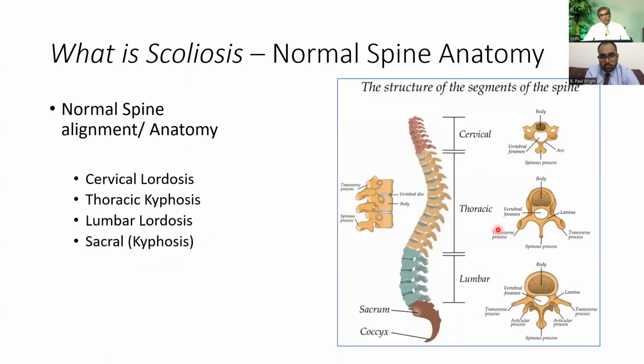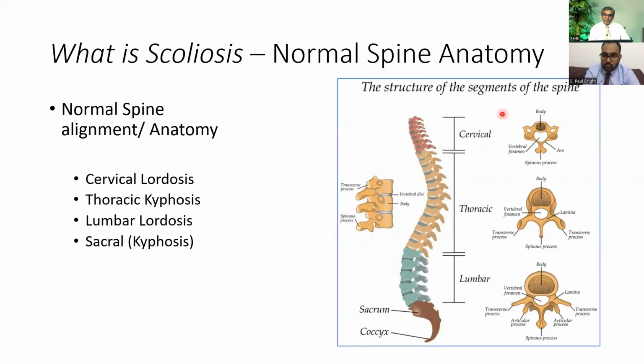To understand what is scoliosis, we need to know a bit about the normal anatomy and alignment of the spine. As you all know, our spine has 4 main segments: cervical, thoracic, lumbar, and the sacral region. The cervical spine has a lordosis, or is curved anteriorly, where the convexity of the curve is anterior. And when it comes down to the thoracic spine, it curves the other way around, where the convexity of the curve is posterior. Then the lumbar spine has a lordosis, and the fixed sacrum or the sacral segments are in kyphosis.